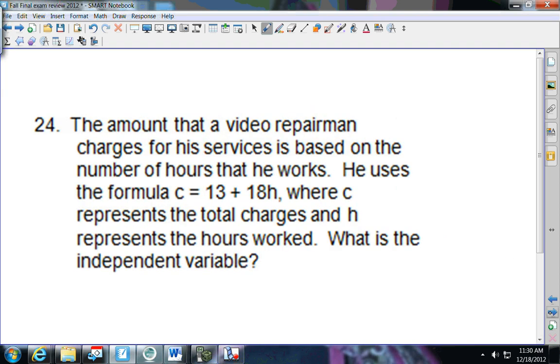24. The amount that a video repairman charges for a service is based on the number of hours he works. He uses the formula C equals 13 plus 18H, where C represents the total charge and H represents the number of hours worked. What is the independent variable? Independent is your X. If I put X and Y in here, this is where the Y would be. This is the X. The X matches up with the H. So it would be H, which represents number of hours worked.